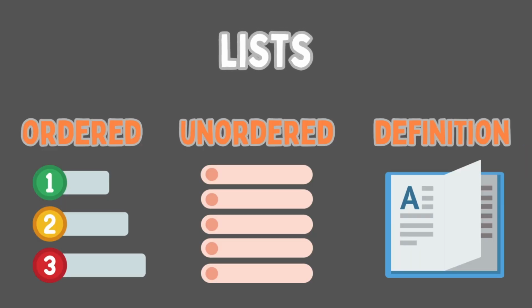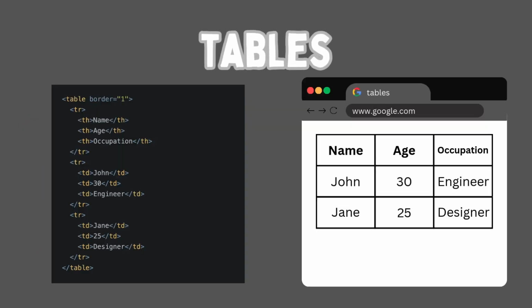You learned how to create ordered and unordered lists using OL, UL, and LI tags. Lists help you organize items, whether in order or without a particular sequence. We briefly explored tables using table, TR, TD, and TH tags. These tags help create structured, grid-like layouts for displaying data, and we touched on styling, which we'll cover more in CSS.